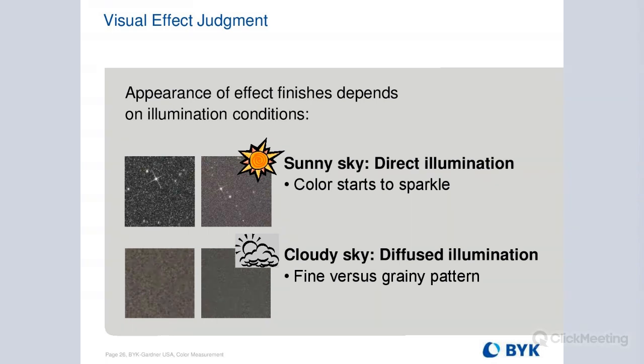So the appearance of effect colors can vary under different conditions. The direct illumination is, again, a sunny sky, and that's when the effect pigment sparkles or comes alive. And in many cases, we want to evaluate that at multiple angles so that we have good harmony in all different car positions. And cloudy sky is a diffuse illumination, and that is where we're going to see this grainy pattern.